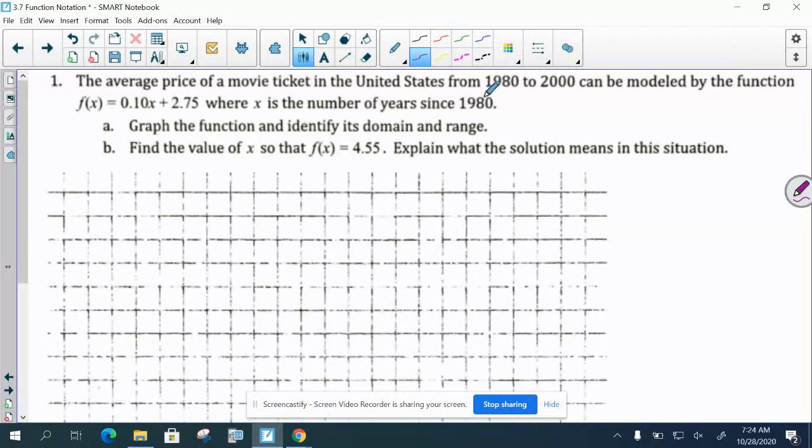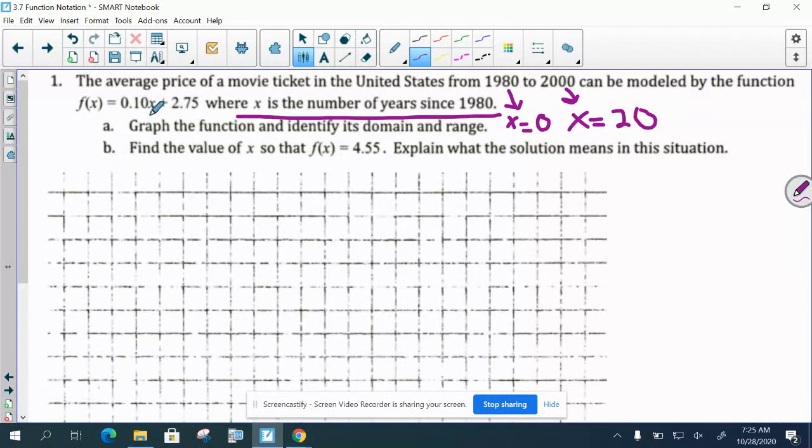So first of all, what you need to know is that 1980 to 2000, and x is the number of years since 1980. So whenever you see a problem like this where x is the number of years since 1980, that means 1980 represents x equals 0, your starting point. Therefore, 2000 would be 20 years later, which corresponds to the point x equals 20. Right, so you're starting at 0 and you're going to 20.